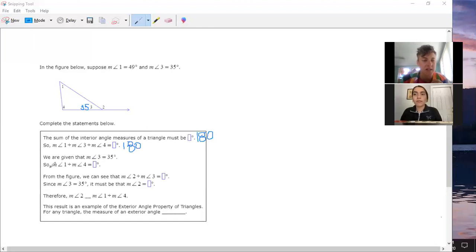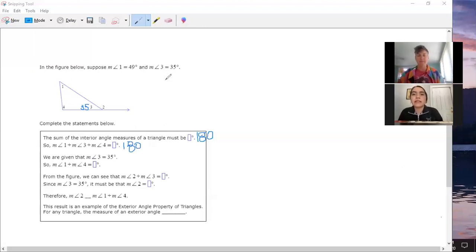How would you solve for this? The measure of angle 1 plus the measure of angle 4. I was given the measure of angle 1 already, so I would just say 49 plus x plus 35 is equal to 180. Okay. Can we do that? Yep, so say all of those things that you just said. That would be great.